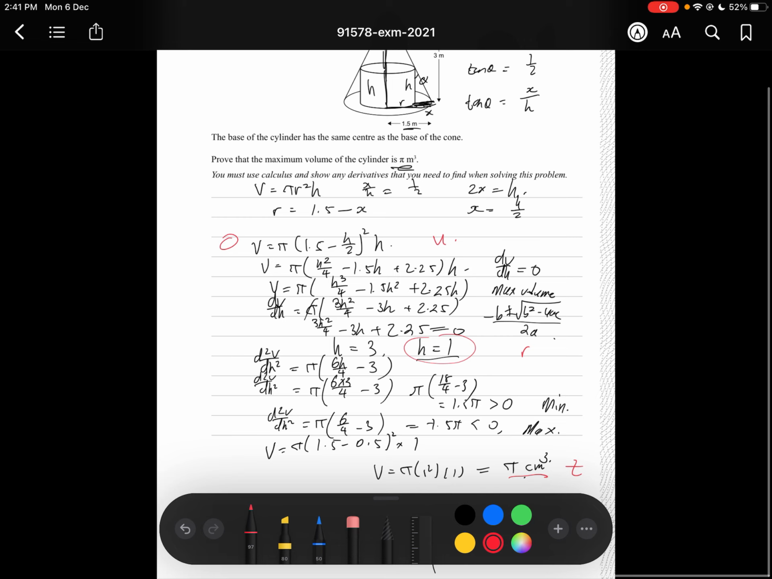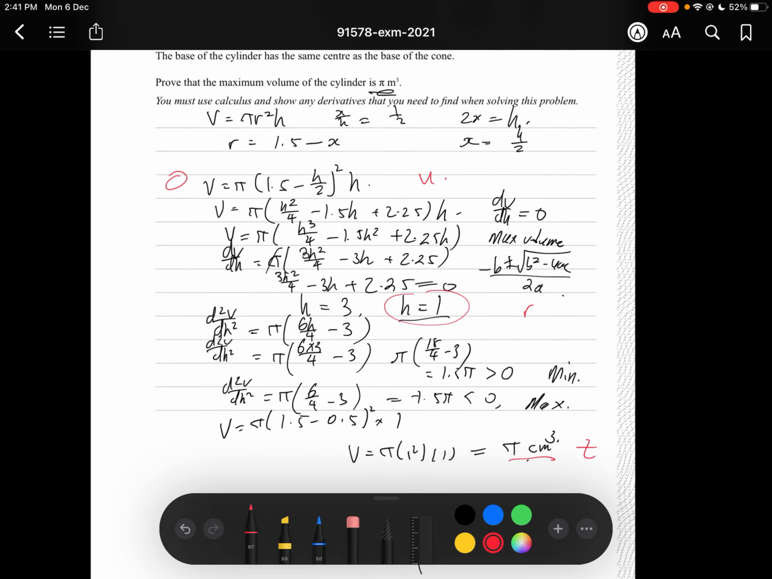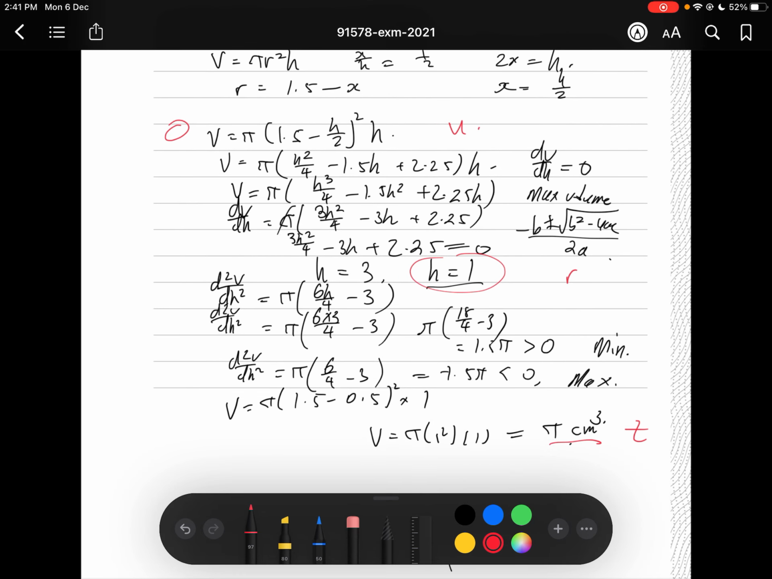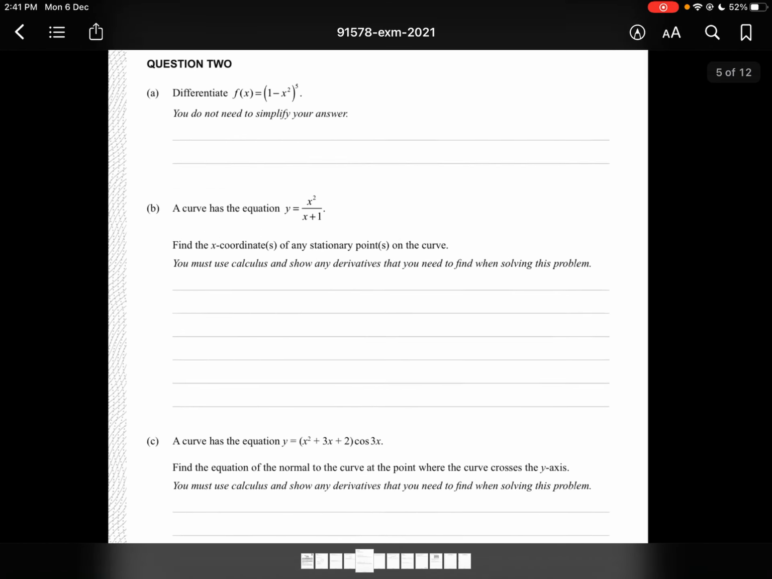But do not quote me on this. I'm not 100% sure on the grading. There's specific parts you need to get a merit or achieve grade. Alright, let's move on to question 2 now.